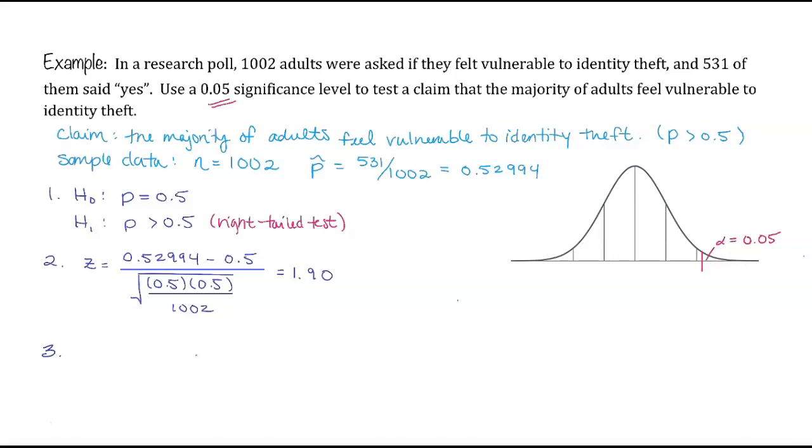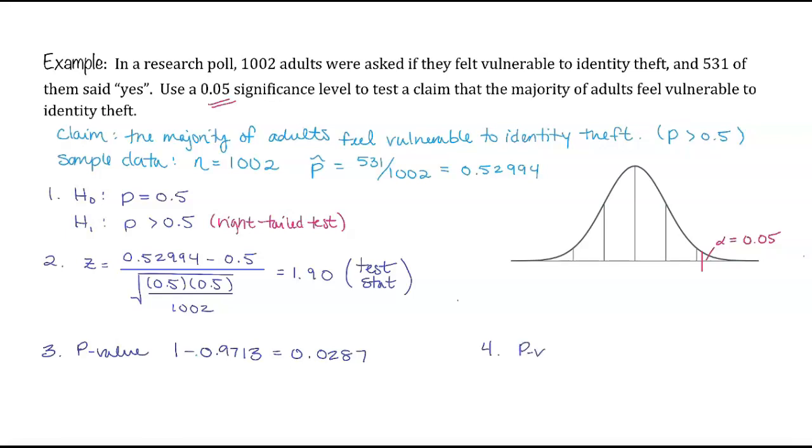Once you find which method you prefer, you should stick with that, but I'll show them both to you here again. Since we have a right-tailed test, the p-value is the area to the right of our test statistic that we just found in step 2. If you take a look at your z-table, you'll find that a z-score of 1.90 has a left area of 0.9713. That means that it has a right area of 1 minus 0.9713. We have a right area of 0.0287. That's our p-value.